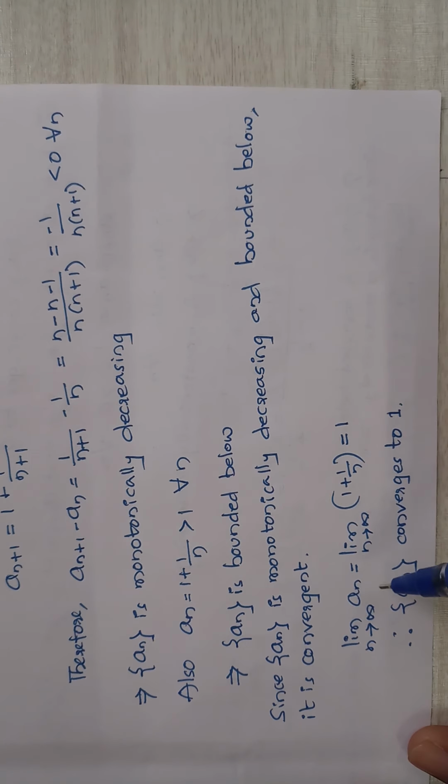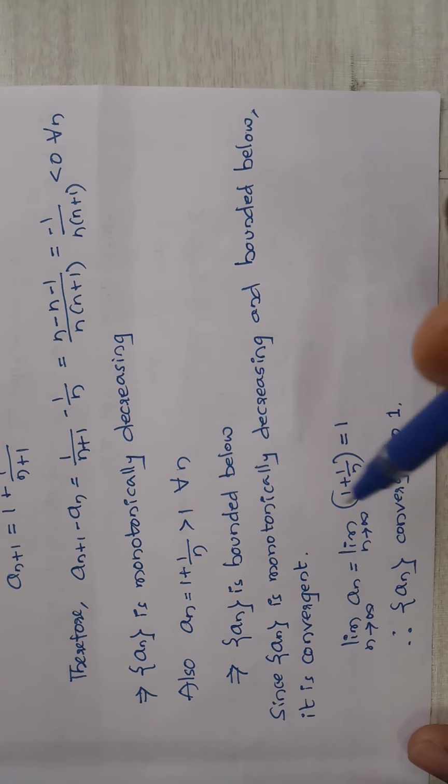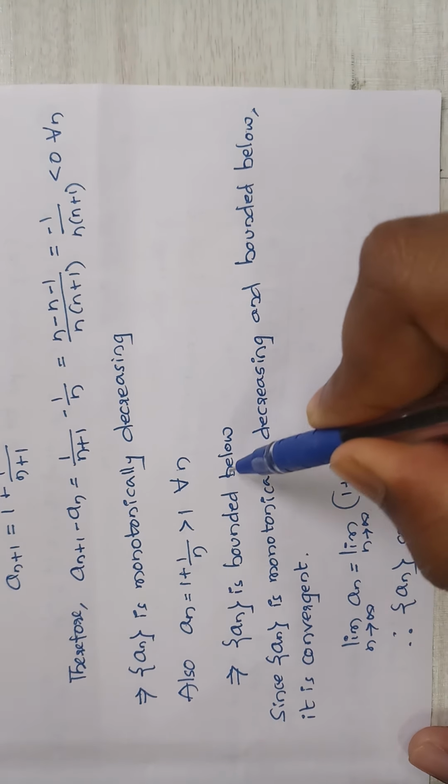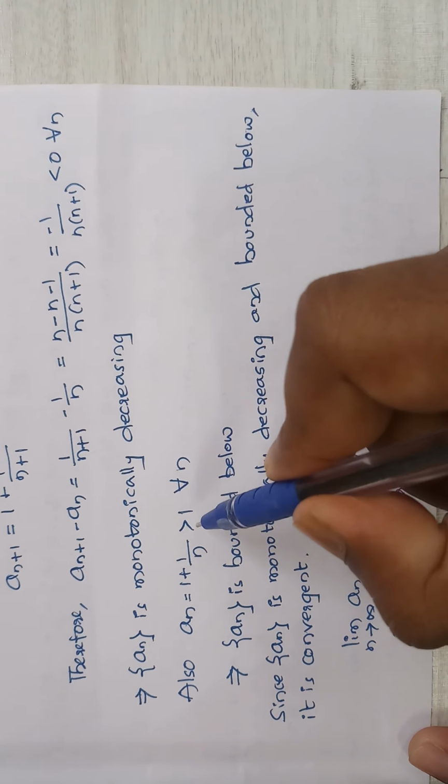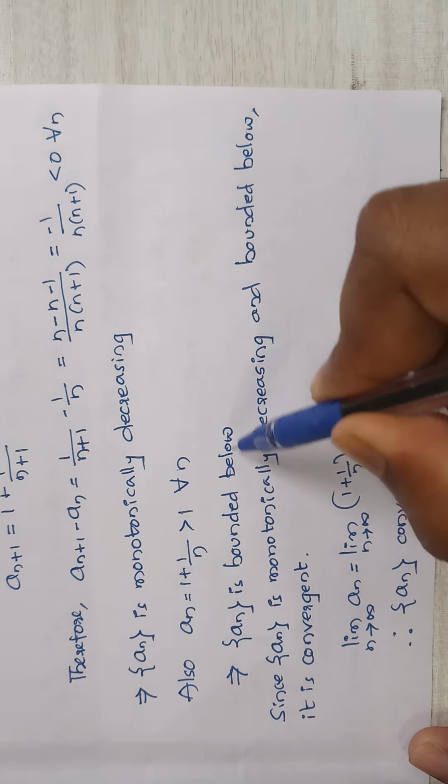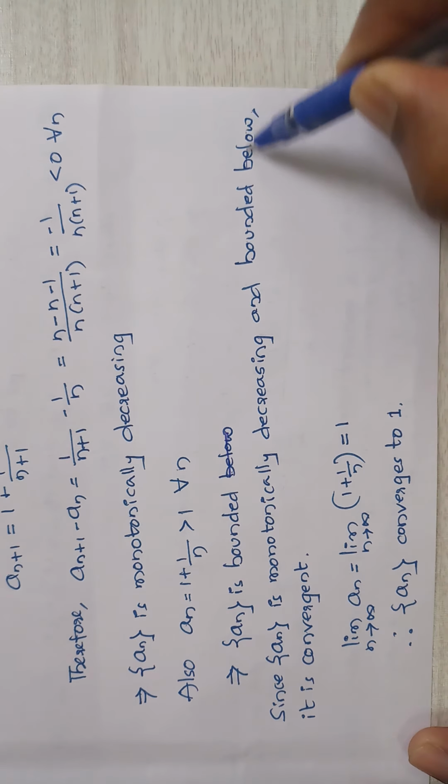Therefore limit n tends to infinity a_n is equal to limit n tends to infinity 1 plus 1 divided by n. This is equal to 1. So this is below and this is above, which means the given sequence is bounded. Okay, so this is bounded.